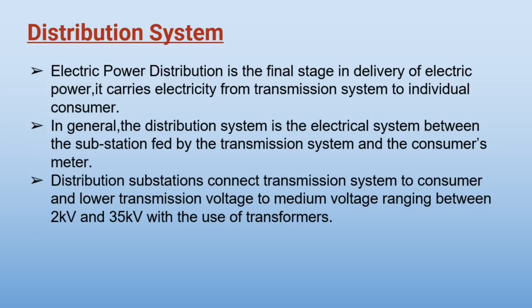Now, distribution system. Electric power distribution is the final stage in the delivery of electric power, and it carries electricity from the transmission system to individual consumers. In general, the distribution system is the electrical system between the substation fed by the transmission system and the consumer meter. The distribution substation connects the transmission system and steps down to medium voltage ranging between 2 kV and 35 kV.